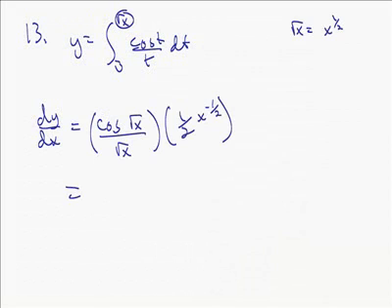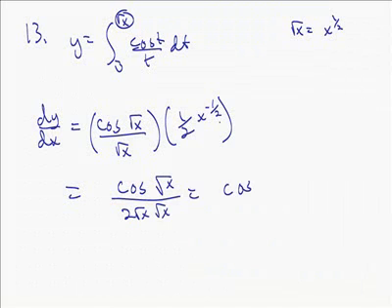So what do we have here? We could simplify this a little bit. We got the cosine of the square root of x divided by 2 square root of x times the square root of x. This square root of x right here comes down in there, and the 2 is down there. So we got the cosine of the square root of x over 2x. That's all there is to it.